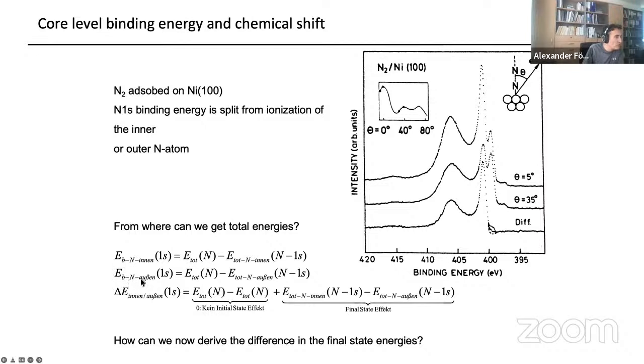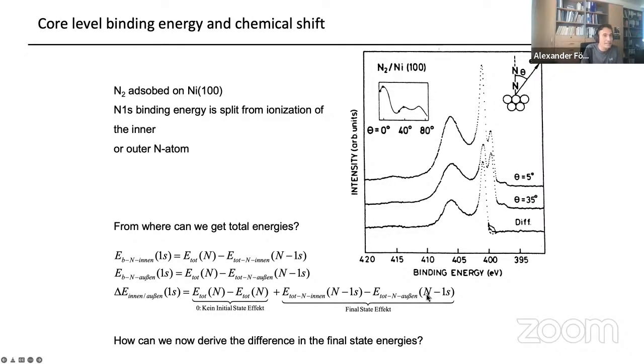The same we can do for the outer nitrogen atom. Of course, the initial energy is the same. It's just the nitrogen molecule sitting on the surface. And then we take away an electron from the outer nitrogen, which is pointing away from the metal. This is also easily written. And then, of course, the change in binding energy when we compare the inner to the outer is the difference between inner minus outer. That's very simply written. We take these two, subtract them. The starting energy is equal, so it gets to 0. And so the difference is the difference between removing an electron from the inner atom or the outer.